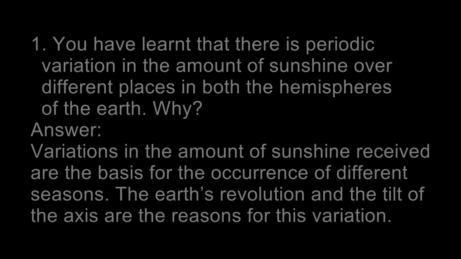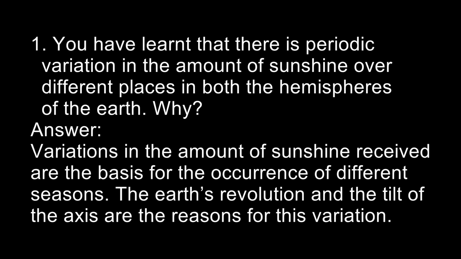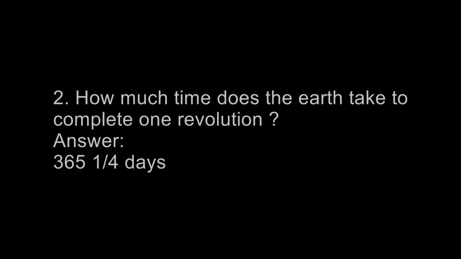Question. You have learned that there is periodic variation in the amount of sunshine over different places in both the hemispheres of the earth. Why? Variations in the amount of sunshine received are the basis for the occurrence of different seasons. The Earth's revolution and the tilt of the axis are the reasons for this variation. How much time does the Earth take to complete one revolution?